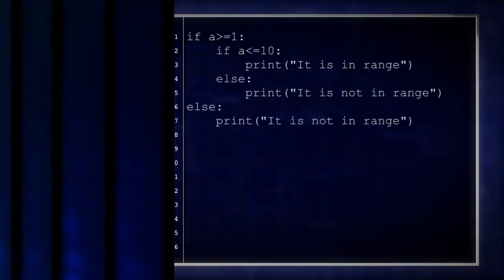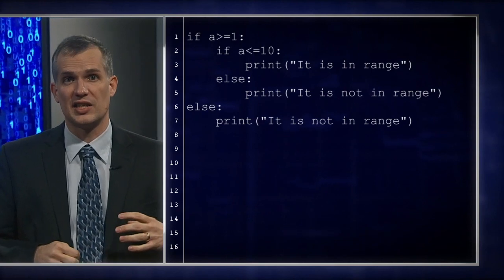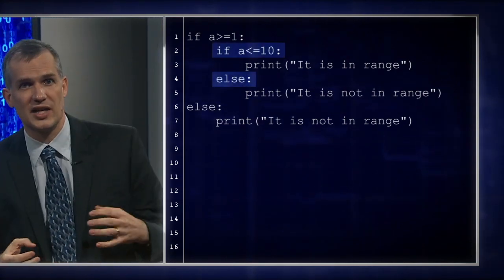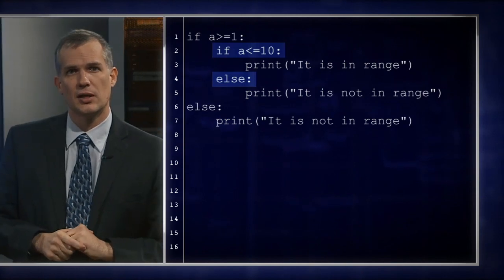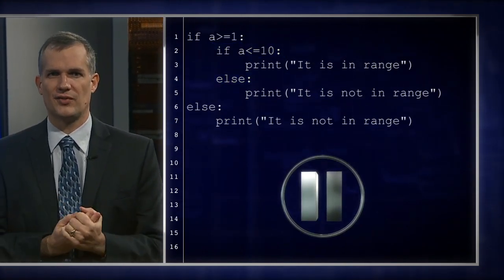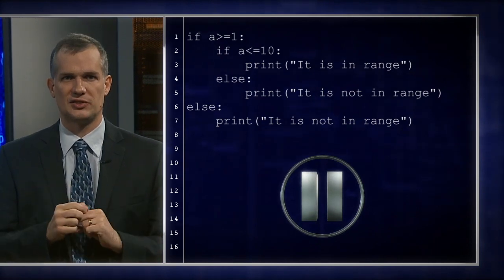Let's see how this could be used in the example we saw earlier. Remember the check to see if variable a was in the range from 1 to 10? We had a set of nested if statements. If you think for a minute about what we've just seen, how could we simplify this so that we have just a single if statement?